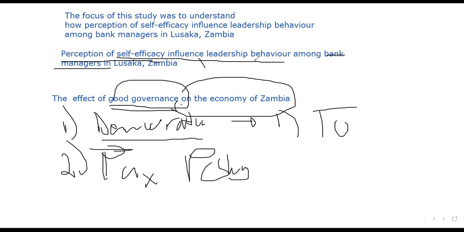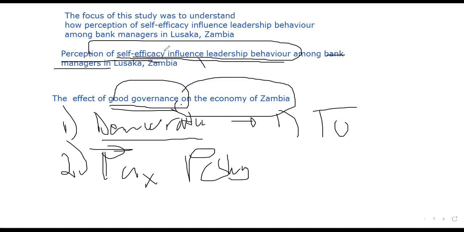So self-efficacy, leadership behavior, okay, so it's one thing among the bank managers. All right, so how are these influencing bank managers? Clearly there must be some pertinence of self-efficacy, but have you noticed that there isn't anything to do with behavior of bank managers in terms of the performance? We don't know whether this is causing the performance to go up or down, but all we've been told is that the perception of self-efficacy influences the leadership behavior among these bank managers.